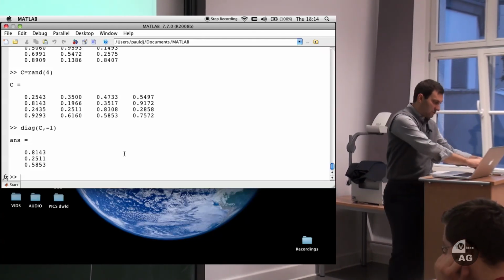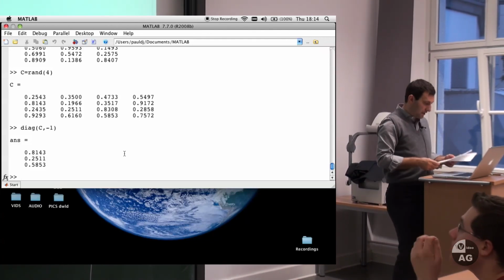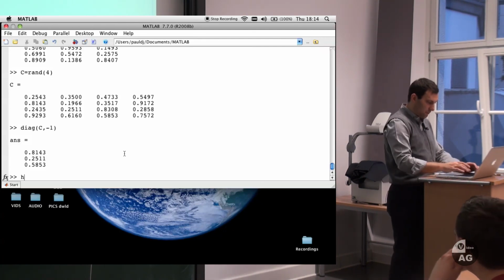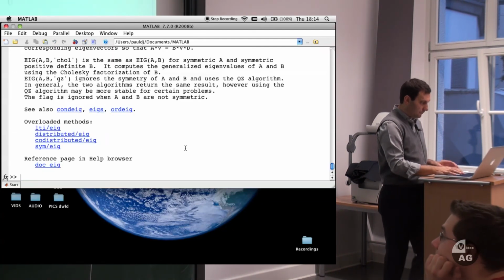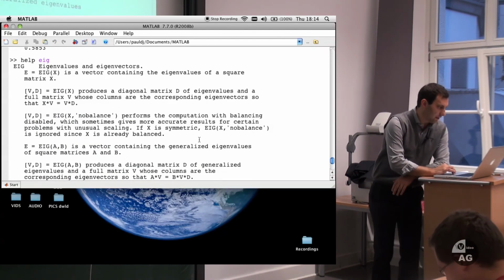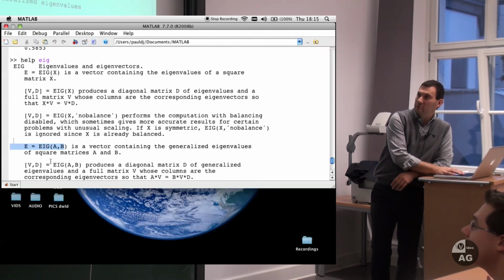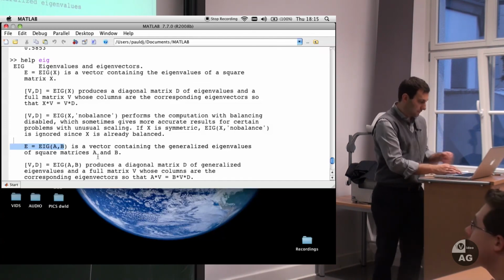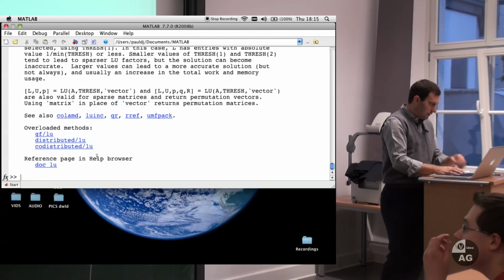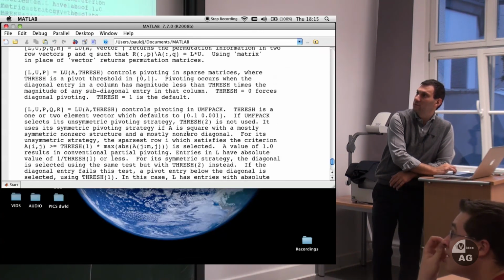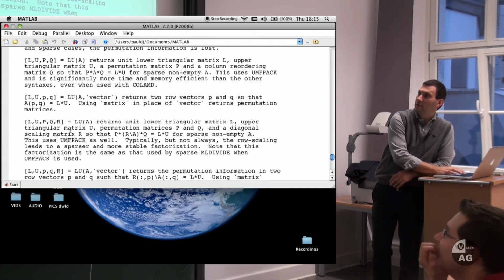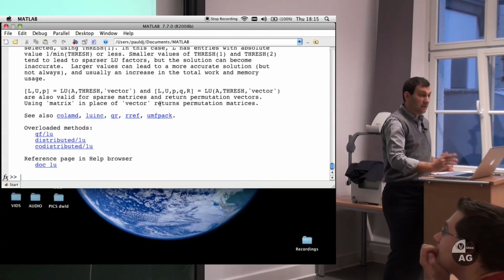So there is function overloading like crazy, okay? Pay attention. How to solve these problems? Well, help eig. And fortunately it tells you. So with one output it does that, with two outputs it does something else, with two inputs and one output, two inputs and two outputs, and so on. Help lu. LU is even better because you can see how many outputs. It's pretty cool stuff. Just pay attention to these things.